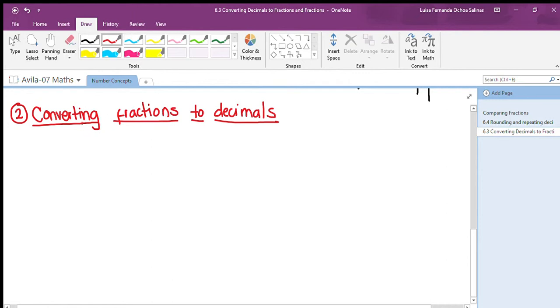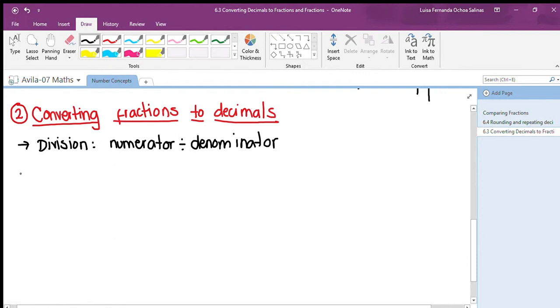So I already have spoken about how a fraction is also talking about division, right? Division of what? Of a numerator divided by its denominator. Okay, let's look at some examples.